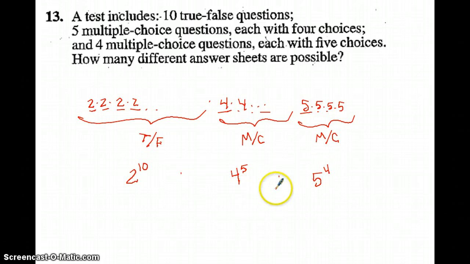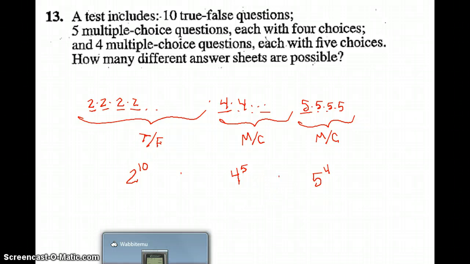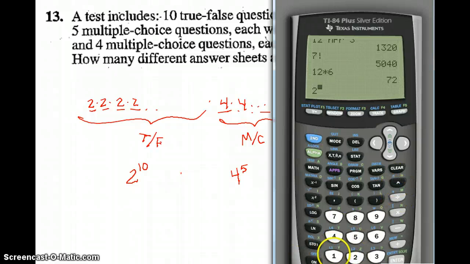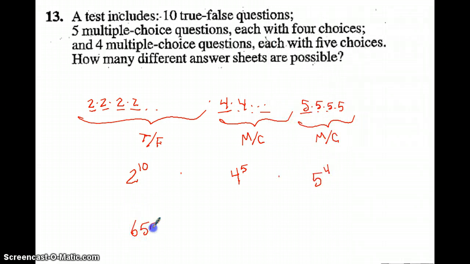Okay, now here's a great big multiplication problem I really don't care to do without the calculator. 2 to the 10th times 4 to the 5th times 5 to the 4th. And that's a huge number, and it's, whoa, it's not even scientific notation. 655, 360, and 3 more zeros. So it's like over half of a billion there.